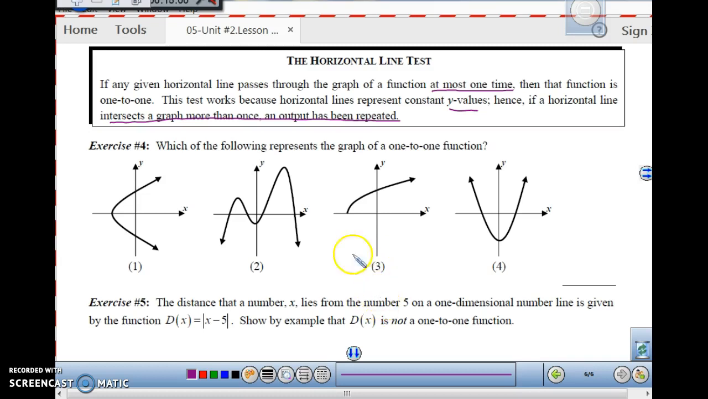So, knowing that, see if you can figure out for exercise 4 which one of these is a one-to-one function and see if you can tell me why. I'll ask you about that in the next class.